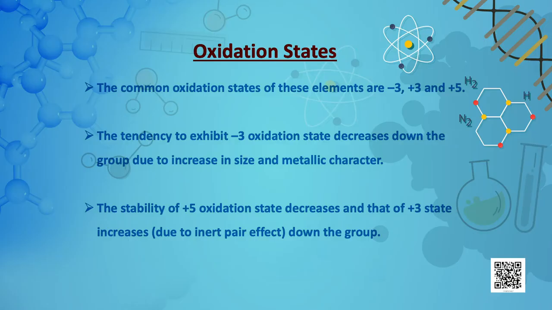The common oxidation states of these elements are -3, +3 and +5. The tendency to exhibit the -3 oxidation state decreases down the group due to increase in size and metallic character. The stability of the +5 oxidation state decreases and that of the +3 oxidation state increases down the group. This is due to the inert pair effect. This is the reason that bismuth(V) is a good oxidizing agent.